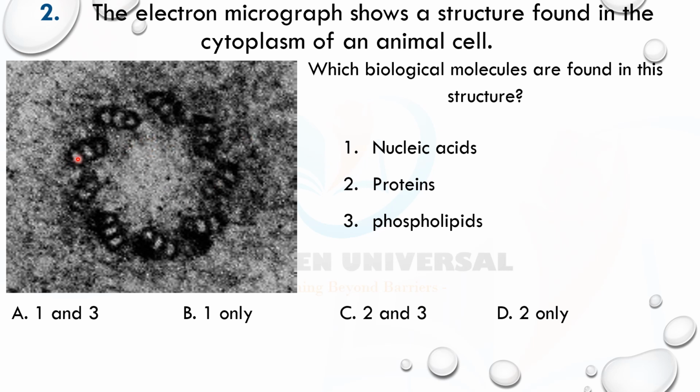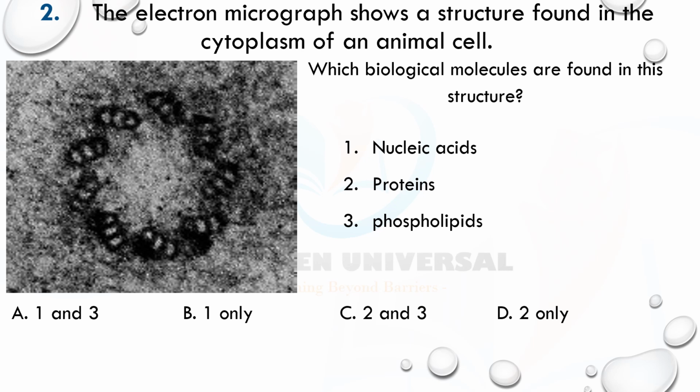Can you see this structure here? It is a centriole. It's made up of triplets of microtubules. Let's count: 1, 2, 3, 4, 5, 6, 7, 8, 9. Nine triplets of microtubules. Microtubules are made up of proteins called tubulin. So it doesn't have nucleic acid, it doesn't have phospholipid, it has only proteins. So the answer is 2.